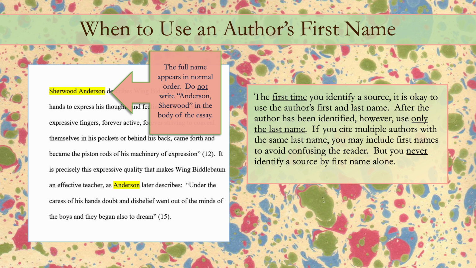Full name appears in normal order. Sometimes students want to write last name, then first name, which is how it appears on the works cited page. No need to do that. Just normal word order is acceptable in the body of the essay.